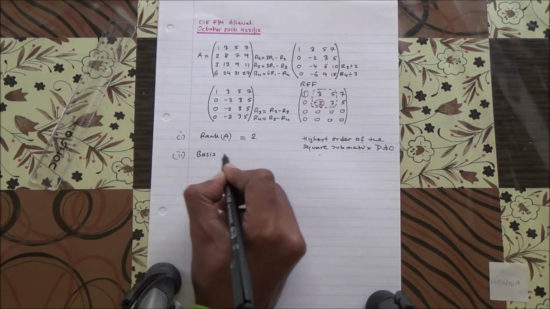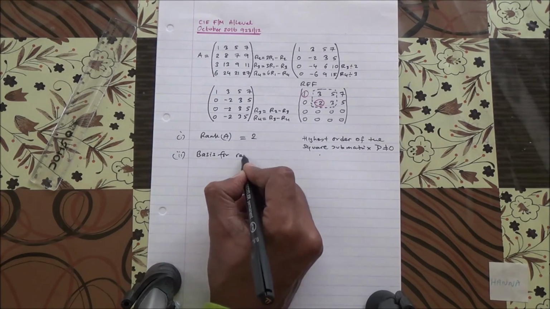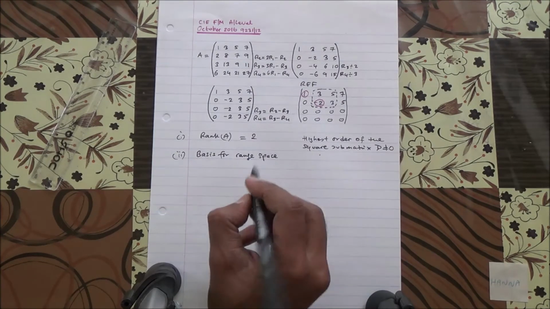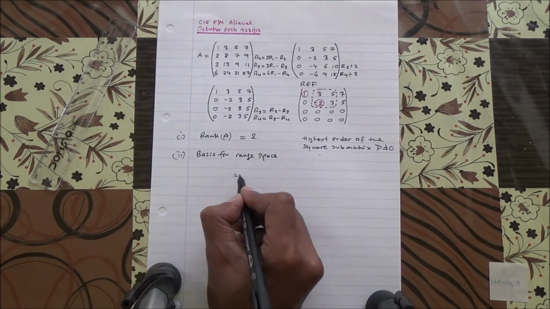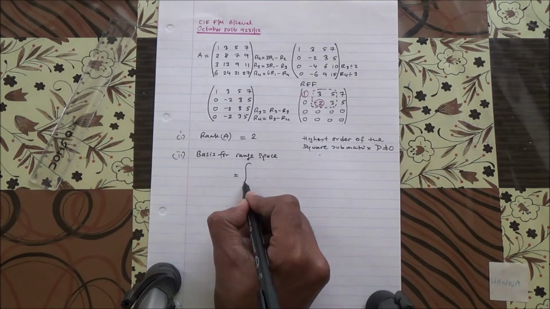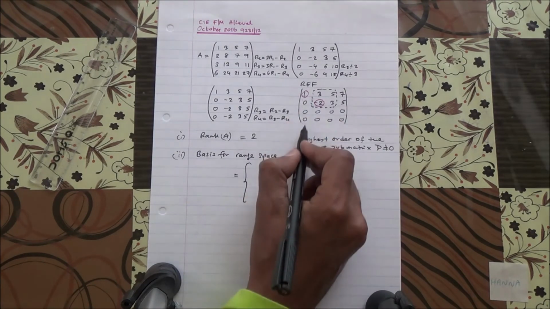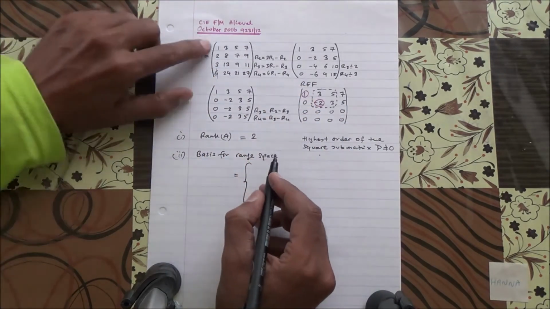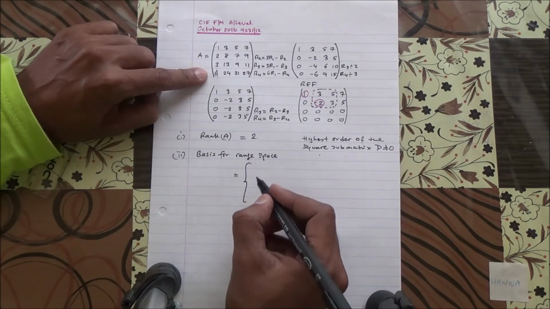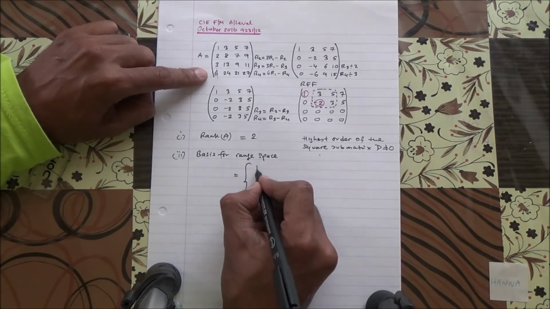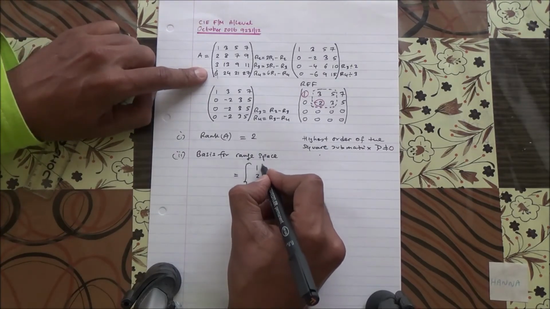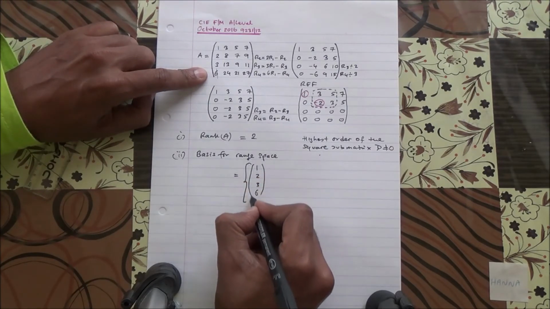Basis for range space. Okay, a basis for the range space, the answer should then be, you have it there, this column and this column, which is these two ones. So I got then 1, 2, 3 and 6. So this is the first one.